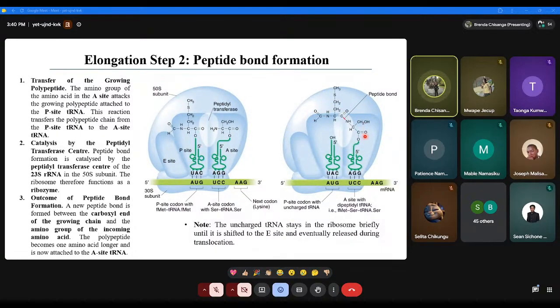So what we see in the A site is an extension of a dipeptide because they're just two at this point. You've got the one that was in the P site, and now we also have the amino acid that is already sitting in the A site. What has happened here to this tRNA is that it is no longer holding on to any amino acid.